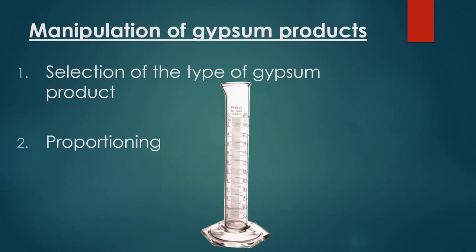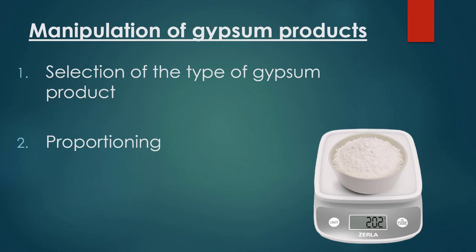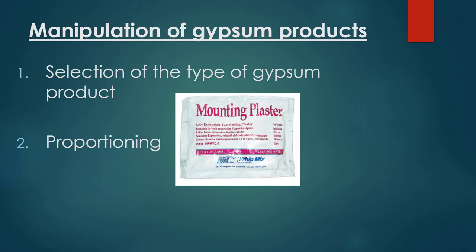So for accuracy, water should be measured using an accurate graduated cylinder, and the powder should be weighed using a weight balance. The powder should not be measured by volume like water, because the powder does not pack uniformly, and hence pre-weighed sachets are used as they promote accuracy, reduce waste and save time.